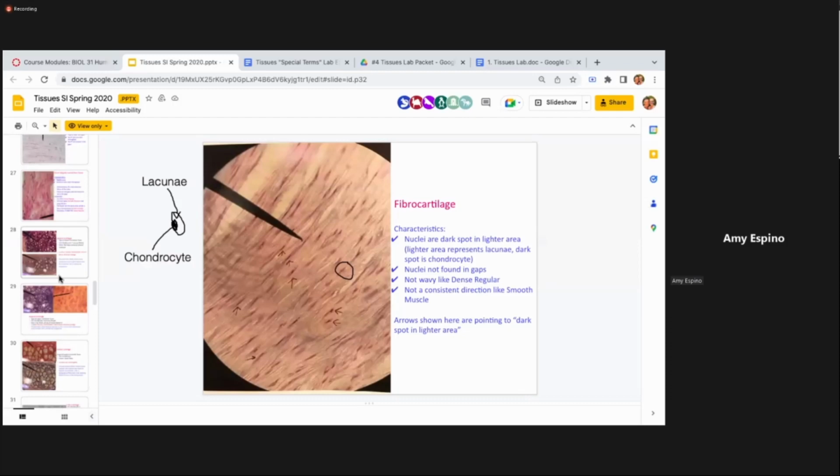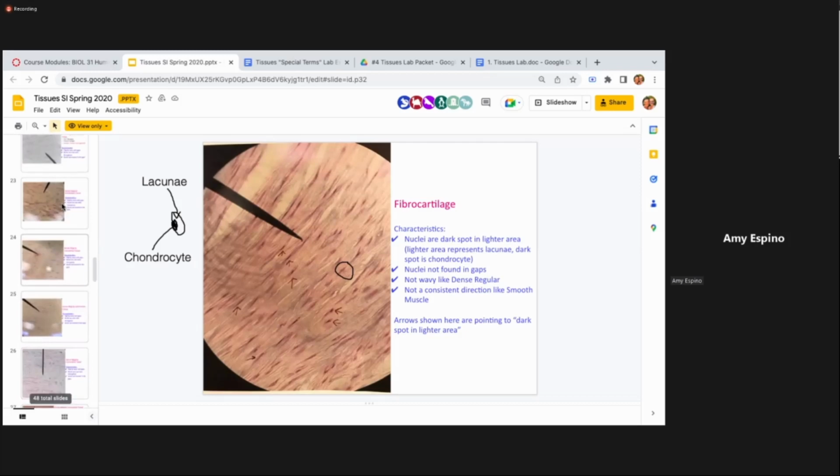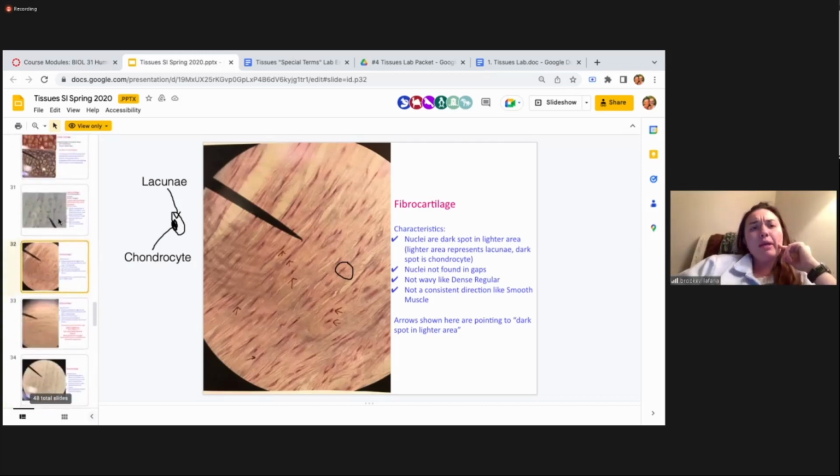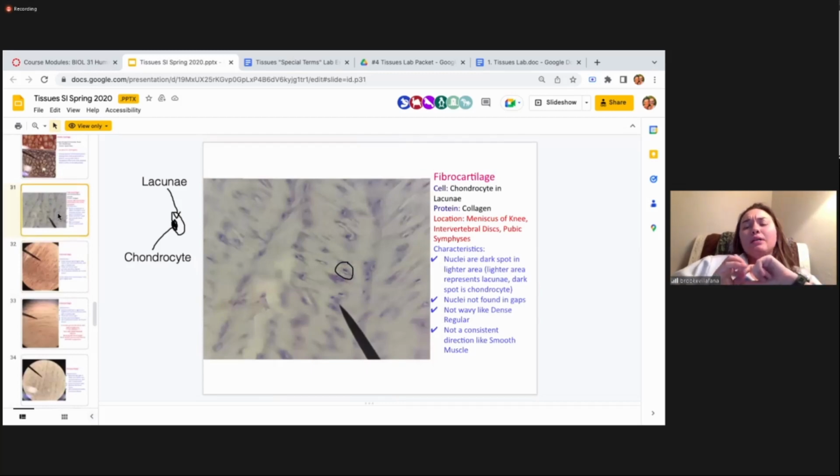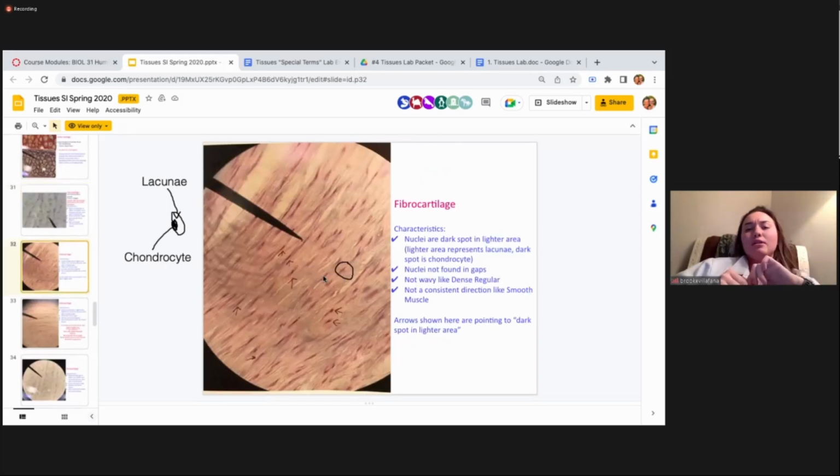So for the fibrocartilage, what would be the matrix of that? Because I'm seeing in the lab packet, to label the collagen fibers making up the matrix. Does that mean? The matrix, I believe, is just generalized collagen everywhere. So essentially everything you see that's not a cell is collagen.